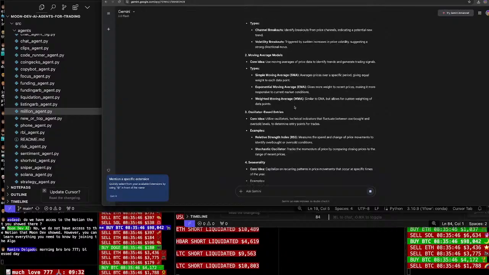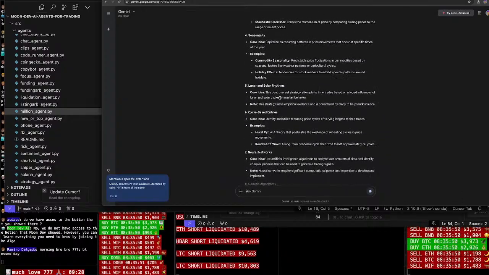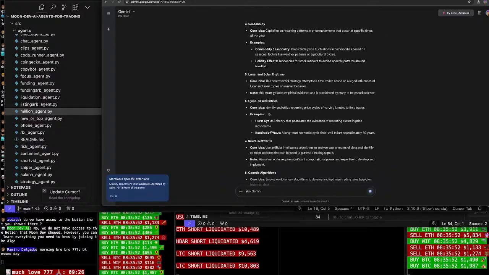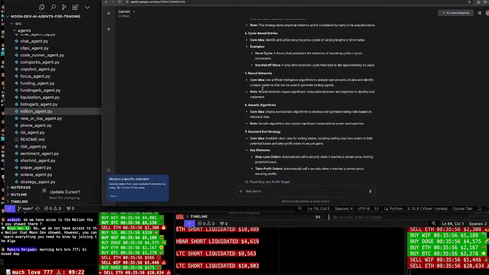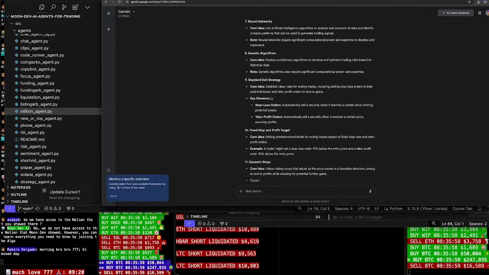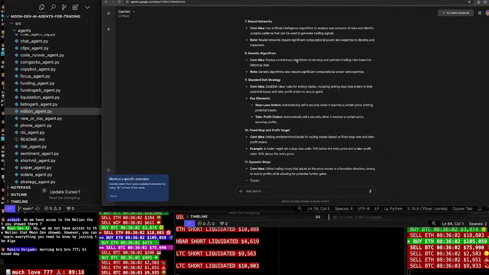SMA, exponential. Okay, sick, dude. Commonality, seasonality, core idea here. Cycle-based entries, neural networks, core idea, okay. Genetic algorithms. Employ evolutionary algorithms. We've done that.